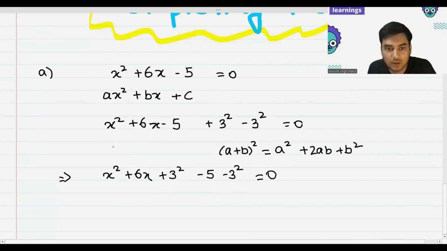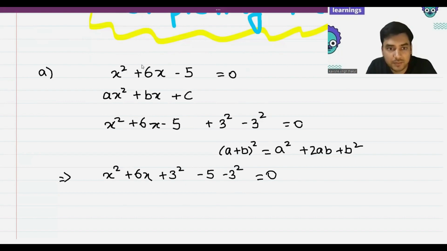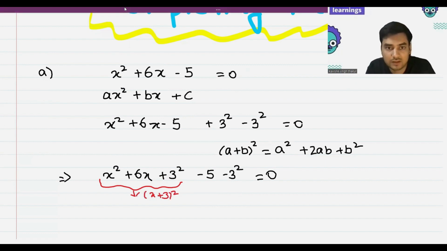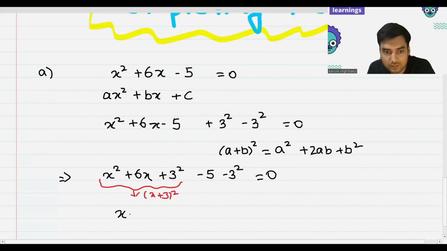So now this term is representing your a plus b whole square. How? See, x square plus 2ab, 2 times 3 times x, and then b square, which is 3 square, isn't it? So this is representing your a plus b whole square, meaning x plus 3 whole square. So this becomes x plus 3 whole square, and you have minus 5 and minus 9. That will give you minus 14 equals 0.